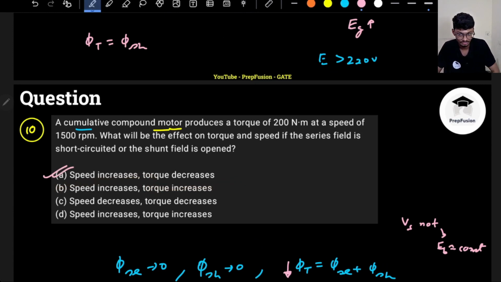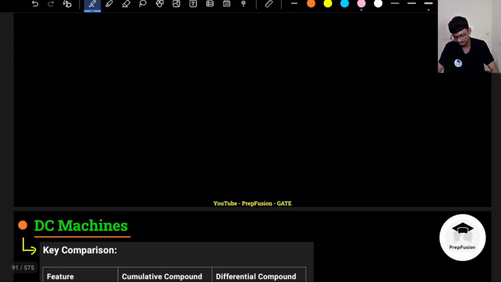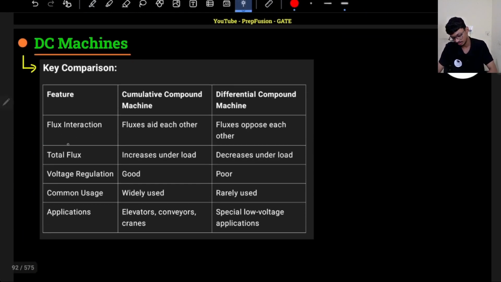Nothing is mentioned about the other components, so I will assume those to be constant. These are the key comparisons: for a cumulative mode the fluxes aid each other, for differential the fluxes oppose each other. In cumulative, total flux increases under load, because current flows through the series winding. In differential, it decreases, because phi total is phi shunt minus phi series, so if phi series increases, the total flux reduces.